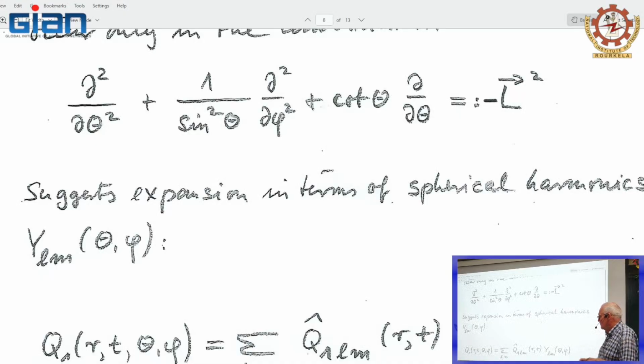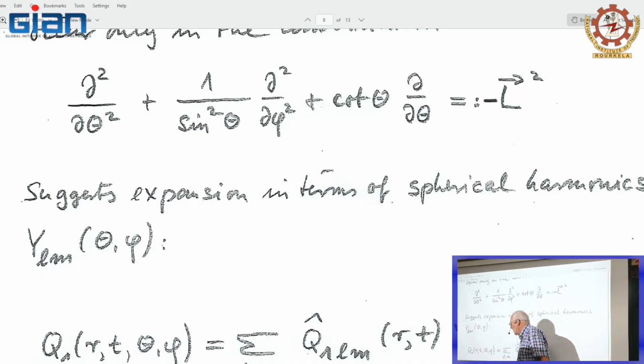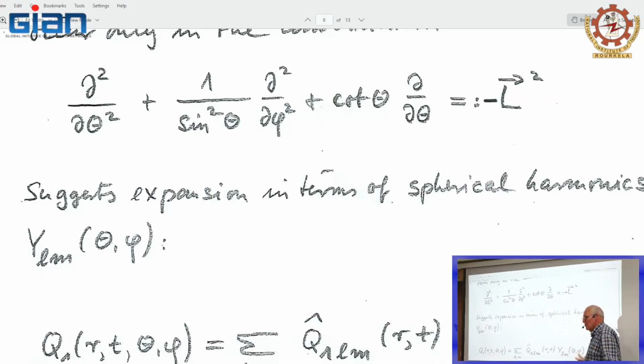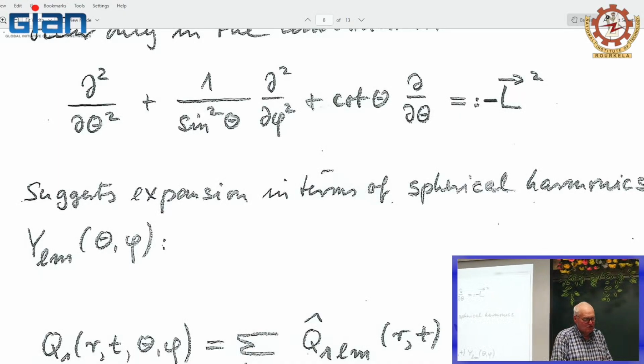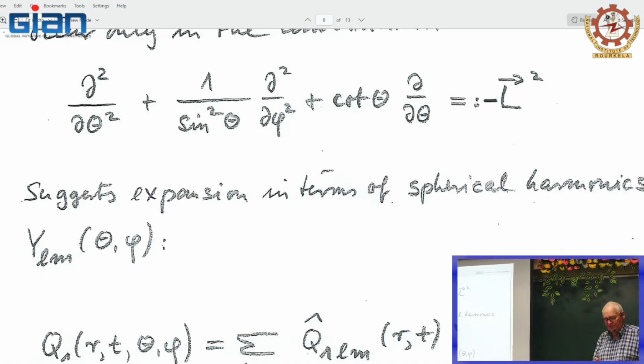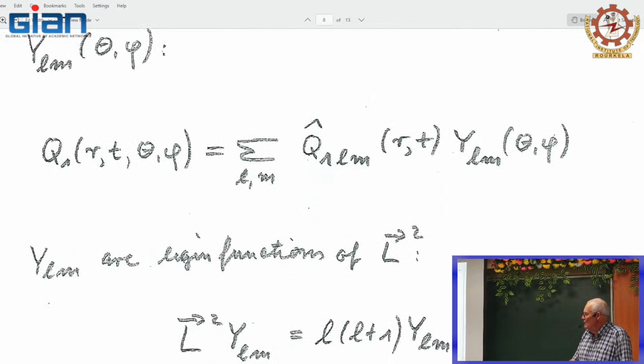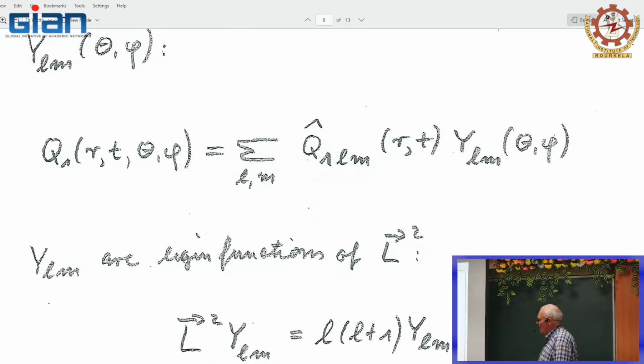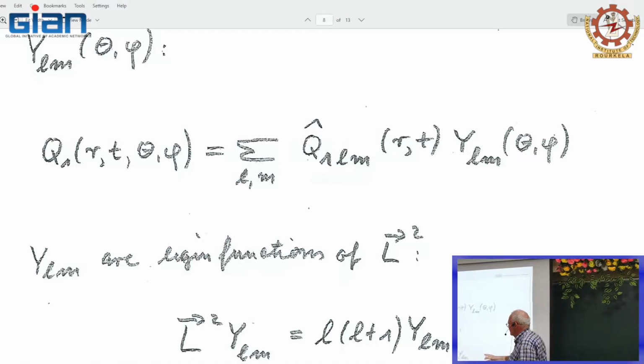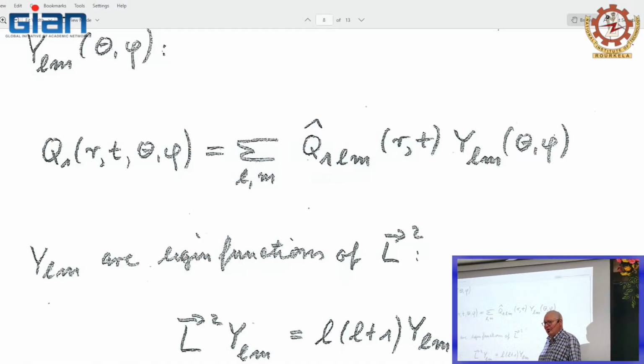What did we achieve? We have separated, in some sense, the r and t dependence from the theta and phi dependence. So by this trick we have gained a separation of variables. Now we make use of the fact that the Y_lm are the eigenfunctions of the angular momentum operator.